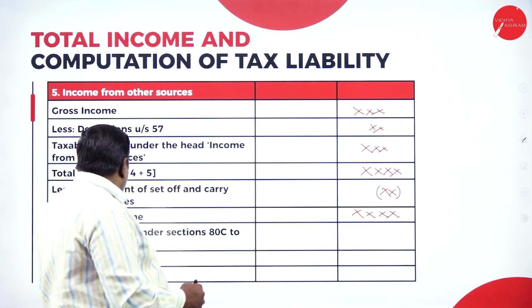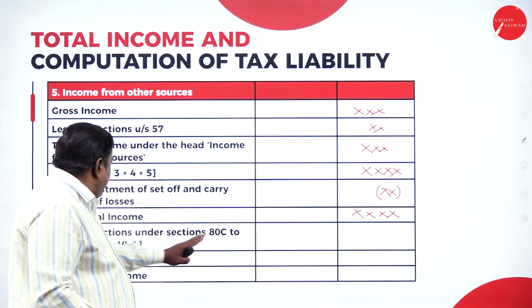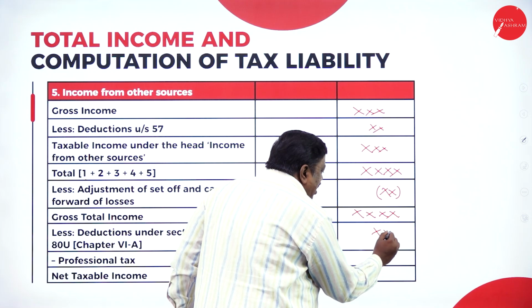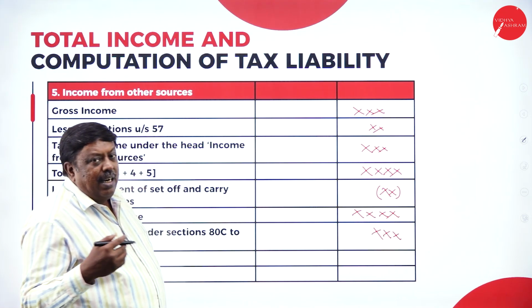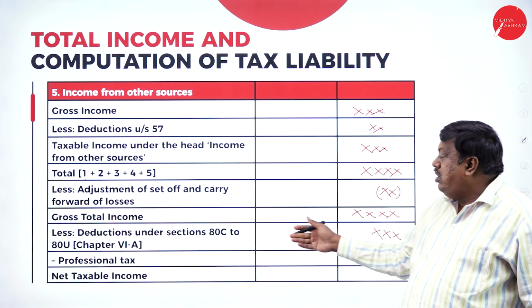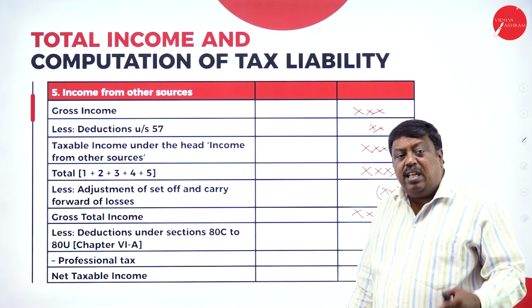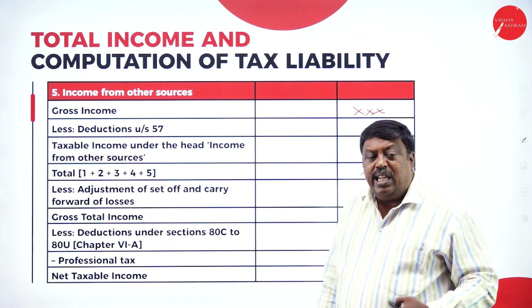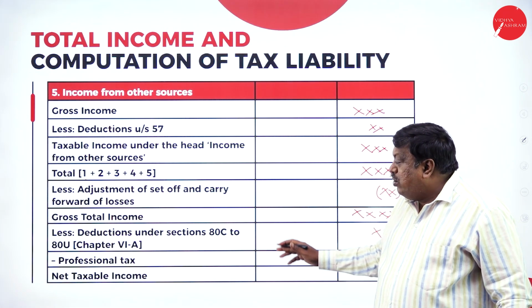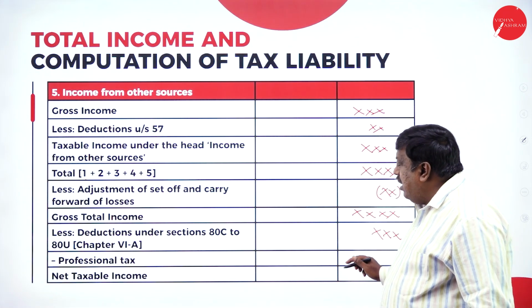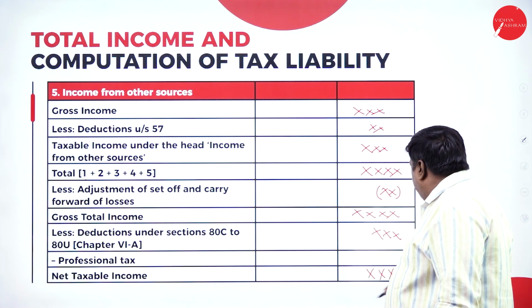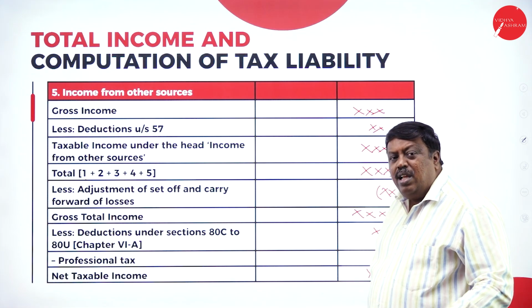From the gross total income, deduction under sections 80C to 80U, chapter 6A: whatever savings you have made should be deducted, and certain deductions which are allowable as per the Income Tax Act 1961 under different sections, such as 80C, 80D, 80DD, 80E, 80L, 80G, and plenty of other sections. Those things have to be deducted here, and the remaining part will be the net taxable income in the hands of the assessee. This is how we are going to compute the total income.